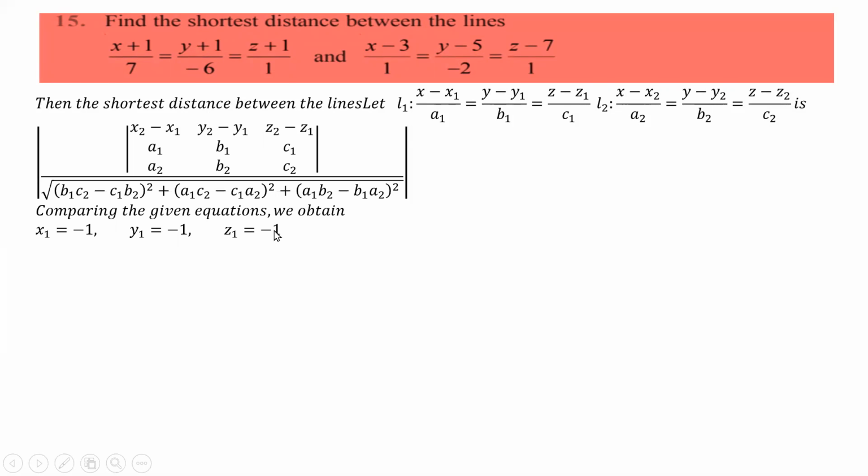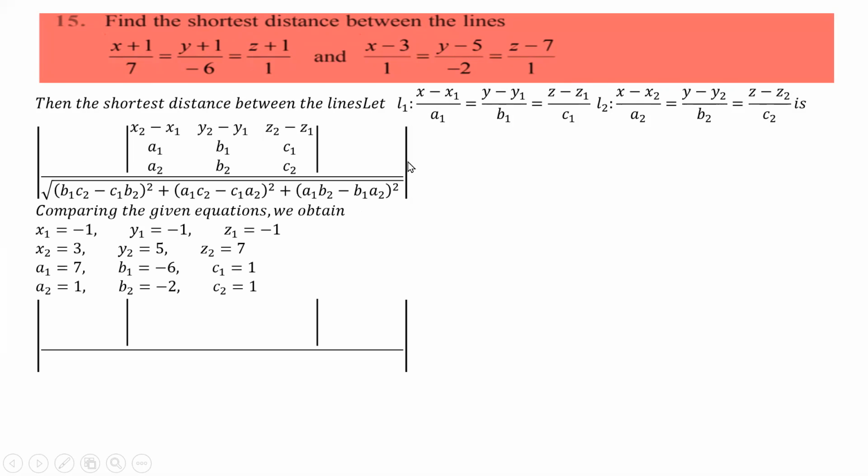Here also y1 is minus 1 and z1 is minus 1. And then x2 is 3, y2 is 5 and z2 is 7. Now a1 is 7, b1 is minus 6, c1 is 1 and a2 is 1, b2 is minus 2 and c2 is 1. Now let us find the determinant value and the numerator and the denominator value.